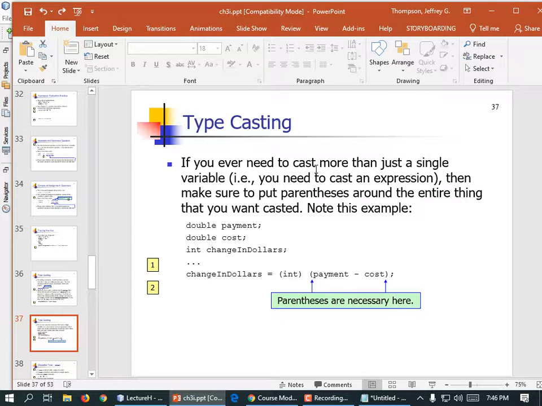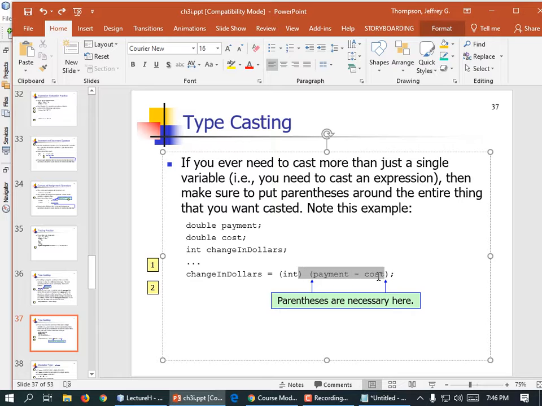So if you ever need to cast more than just a single variable, then you need to make sure you have parentheses around everything that's supposed to get cast. If you're supposed to calculate that and then turn it into an int, you better do that. Because if you take the parentheses out, this is the only part that gets cast. That gets turned into an int, and then some subtraction happens later.